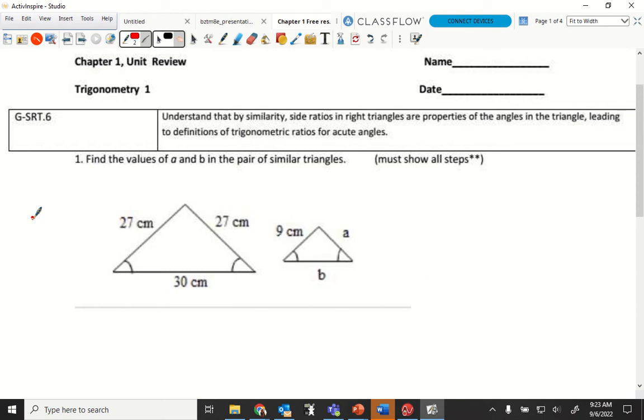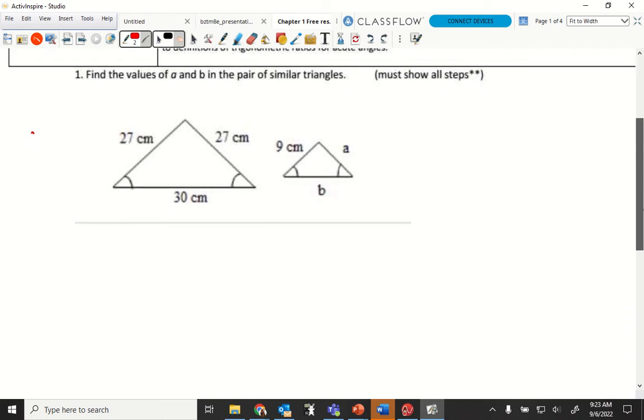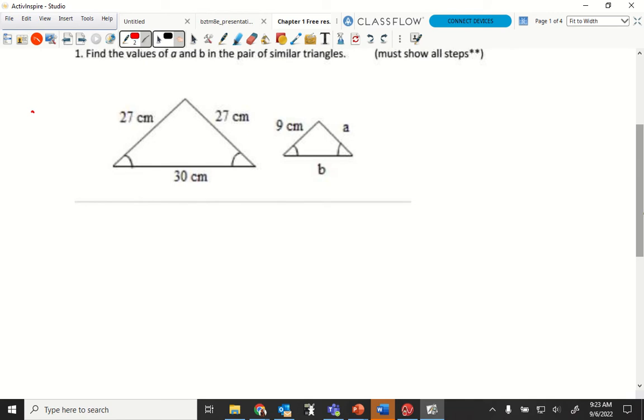All right. So we're gonna go through and find the values of a and b in the pair of similar triangles. Now, if you remember when we were doing these, we started off with corresponding sides that I know. So I'm looking for the corresponding sides in both of them. Which two numbers go together? 27 and 9, right? So that's my starting off point. I have 27 in this one, 9 in this one, so I'm going to put 27 over 9. And we're going to do cross products on this.